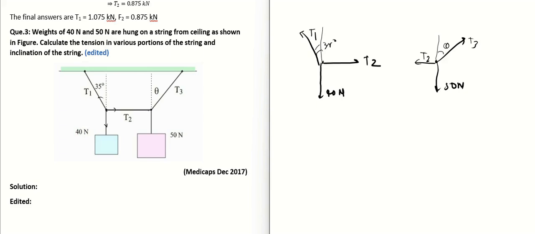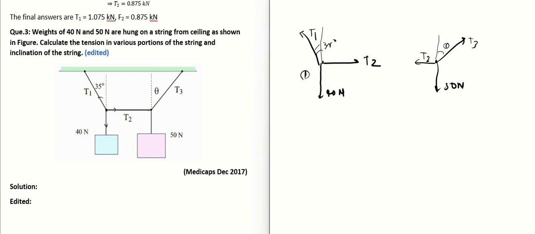So that is why we need two nodes, where firstly we will solve for T1 and T2 because the angle is given as 35 degree, and then we will take this value of T2 and put it in the second node to find the value of T3 and theta. So this is how we are going to solve this. So firstly let us apply Lami's theorem at node 1.